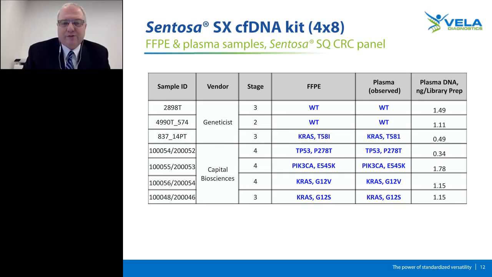The next sample was a stage 3 sample material with 2 mutations present, with a KRAS mutation present at T581. The plasma observed mutation was also the same as the FFPE mutation, and again, note the amount of nanograms per library prep at 0.49. Likewise, for the following samples, we also detected a TP53 mutation, a PIK3CA mutation, and 2 additional KRAS mutations. Okay, again, down to a very low amount of material per library prep.